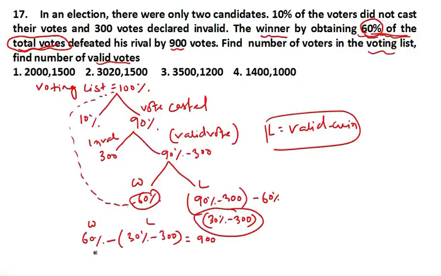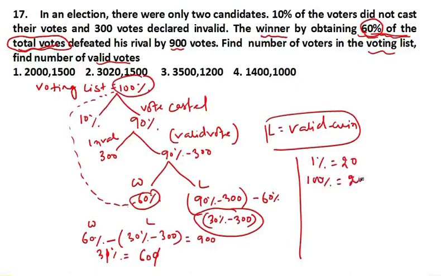So how will we calculate? 60% minus 30% will become 30%. Now minus and minus will become plus 300. If 300 is shifted to this side, it will become minus. So if you subtract 300 from 900, it will be 600. So what will be the value of 1%? 1% is going to be 20. Now it is asking the total voting list, which is 100%. If 1% represents 20, then 100% will be 2000. Total voting list is 2000.